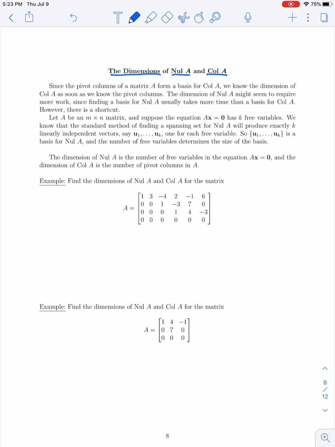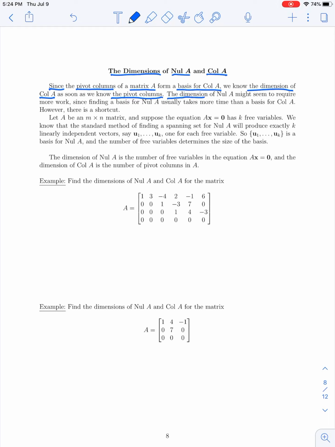So let's recall some results that we've seen in previous sections. Now, if we're considering the pivot columns of a matrix A, we know that those pivot columns form a basis for the column space. We saw that in section 4.2. So we know the dimension of the column space of a matrix A as soon as we know the pivot columns. Since the pivot columns form a basis for the column space, the number of pivot columns is equal to the dimension of the column space of A.